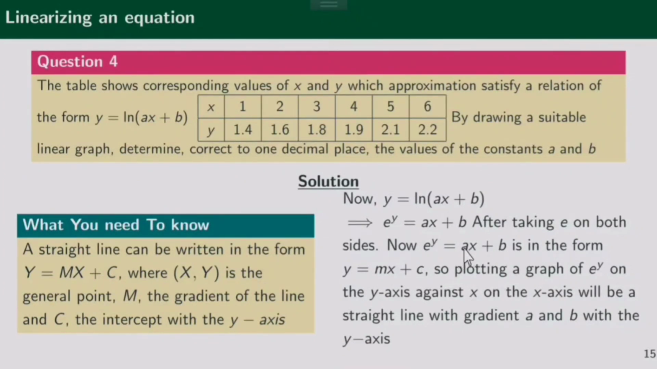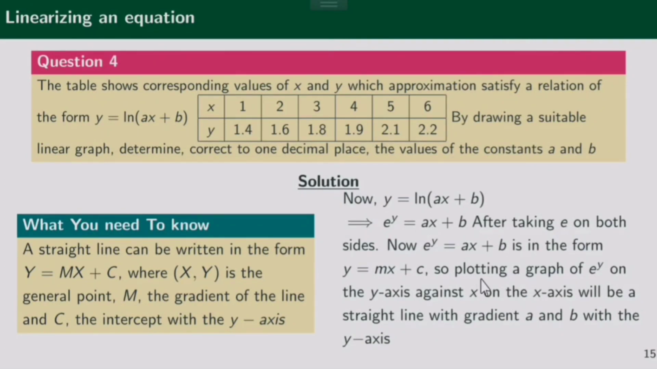Means e to the y equals ax plus b is in the form y equals mx plus c. So this equation has now been written in this form. This is what I'm going to plot on the y-axis, because I'm comparing it with the standard form of the equation of a straight line. So a corresponds to m, so a is the gradient of that line, and b corresponds to c, so b is the point where the line cuts the y-axis. Plotting a graph of e to the y on the y-axis against x on the x-axis will be a straight line with a gradient a, and b will be the intercept with the y-axis.